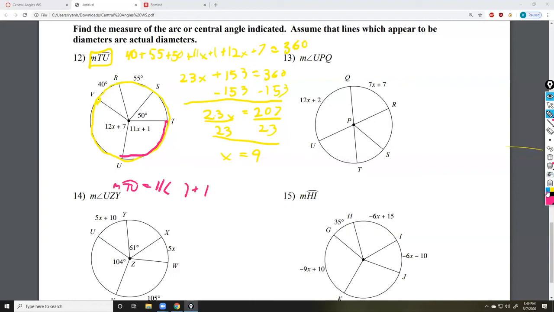And so what did we get for x? Well, we got 9. So we're going to plug 9 in. 99 and 1, that's 100 degrees. And there's our final answer.